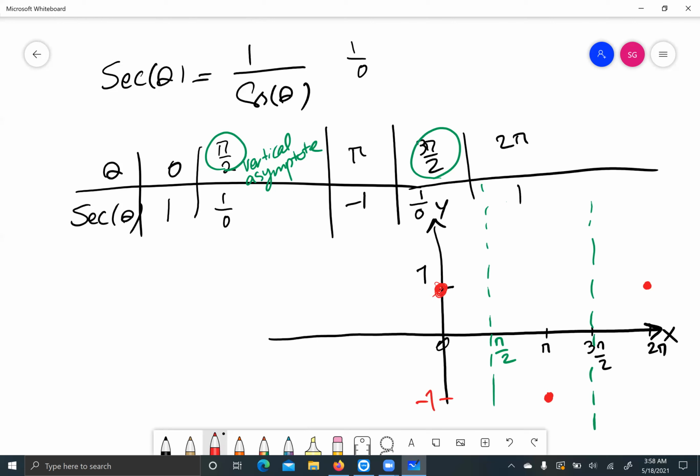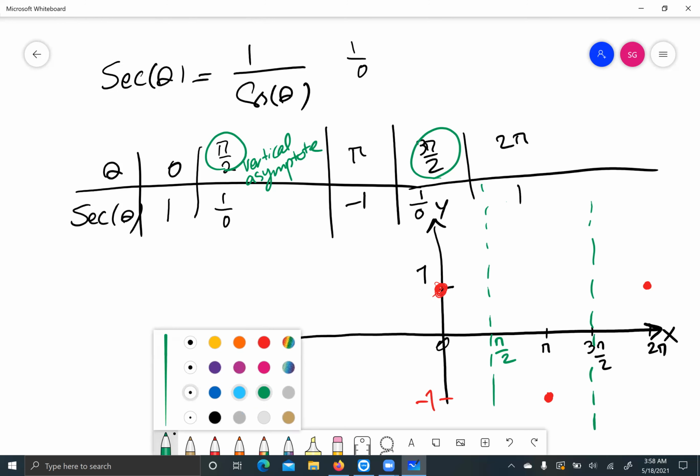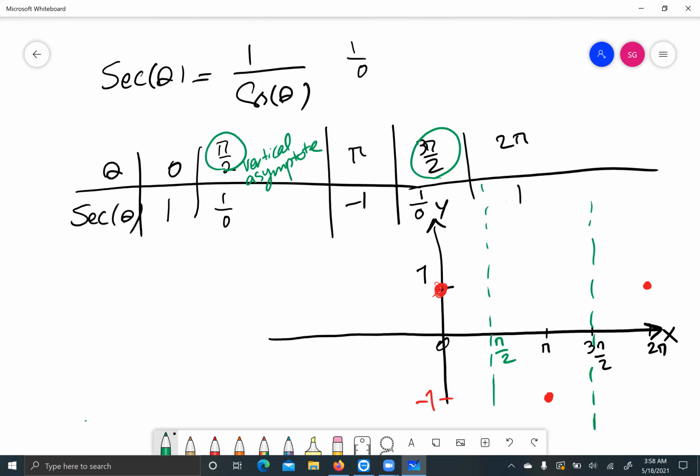So first of all, look at the vertical asymptotes. Any multiplier of pi over 2, not any multiplier, but an odd multiplier of pi over 2, like pi over 2, 3 pi over 2, 5 pi over 2, and also negative pi over 2, negative 3 pi over 2. All of these are vertical asymptotes of the graph. What else?